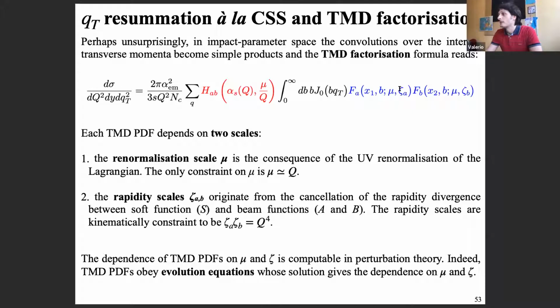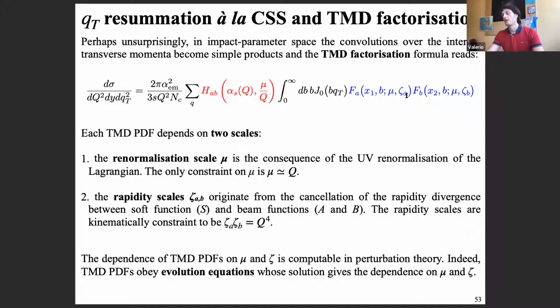But what you are left with is a scale, which is the zeta scale. This zeta scale is there because it originates from the cancellation of the rapidity divergences between the soft and the collinear beams. They are constrained kinematically. So in this particular formula, the product of the two has to be equal to Q to the fourth. So they are not as free as the renormalization scale. In fact, there is also a renormalization scale mu. And this is just a consequence of the ultraviolet renormalization of the parameters of the Lagrangian, in particular of the wave function. So there is also this renormalization scale dependence, whose constraint is just to be of the order of Q. So it's not as constrained as the rapidity scales.